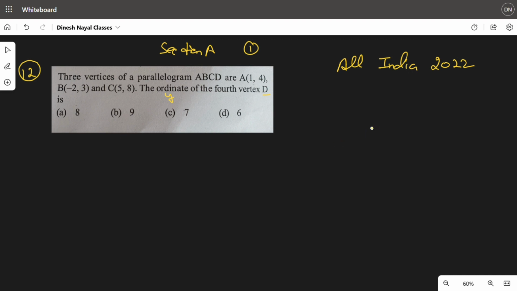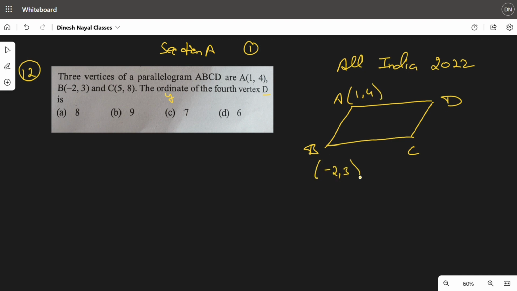So let's make a parallelogram first. Consider this as a parallelogram. So this is A, B, C, D. The coordinates of A are 1, 4. B is minus 2, 3. C is 5, 8. And D, consider D as x, y.